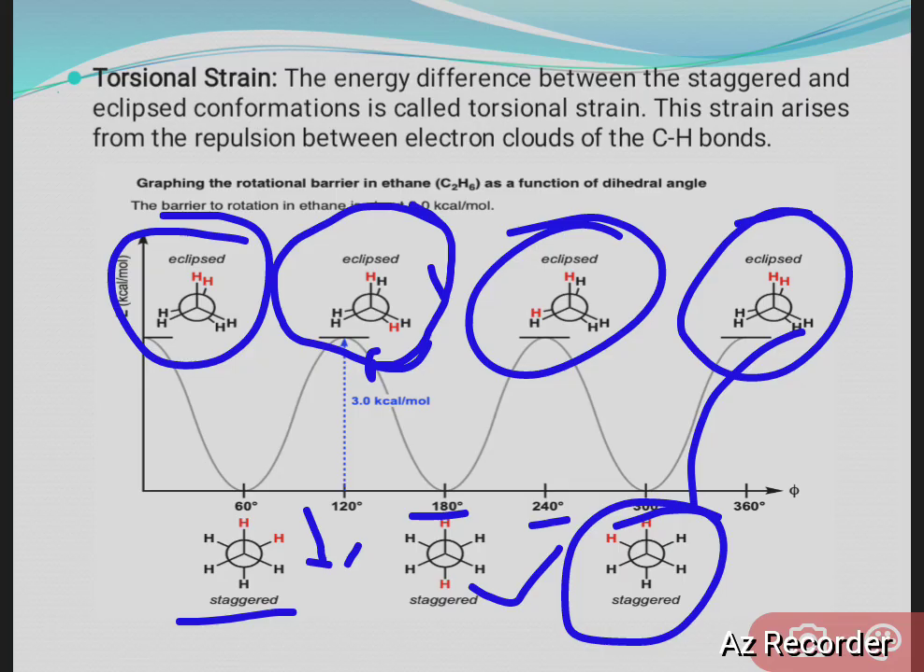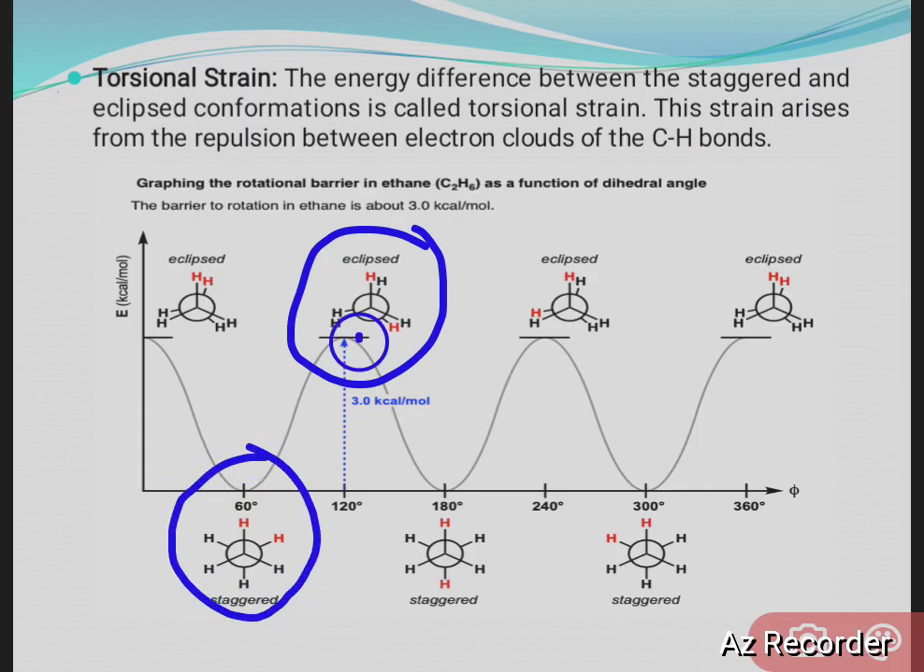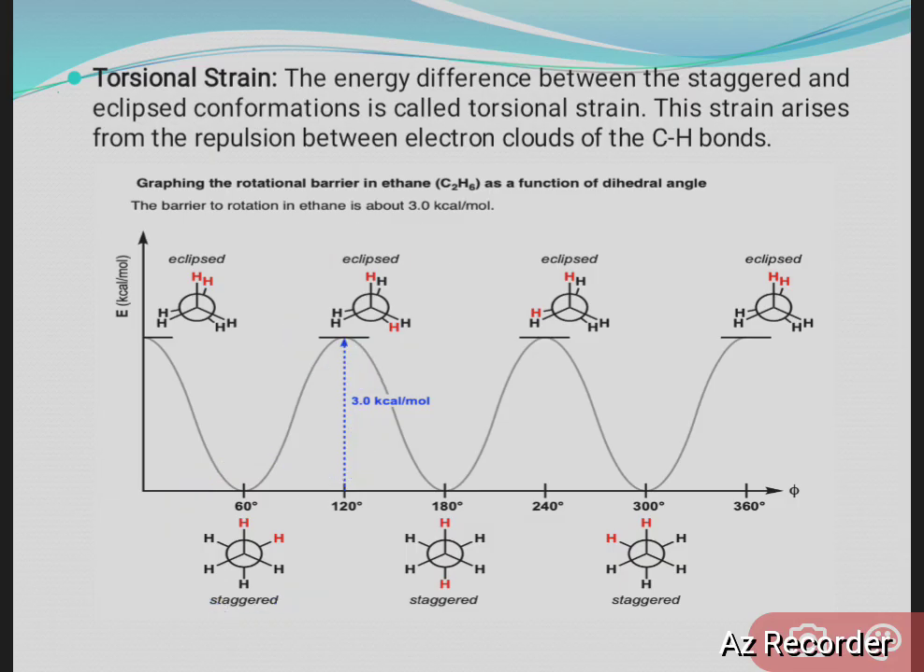The energy difference between this staggered and eclipsed one is 3 calories per mole. Okay, 3 calories per mole. This 3 calories per mole is also termed torsional strain. Okay, this is about the conformational analysis of ethane.